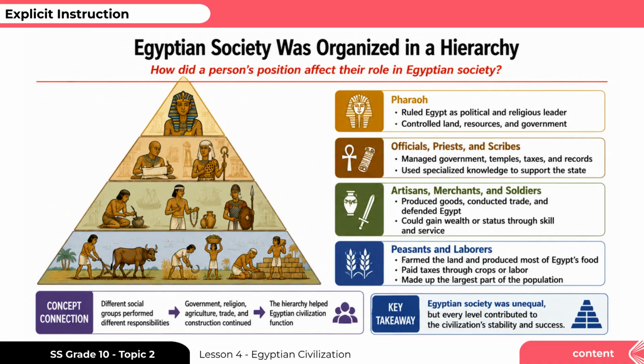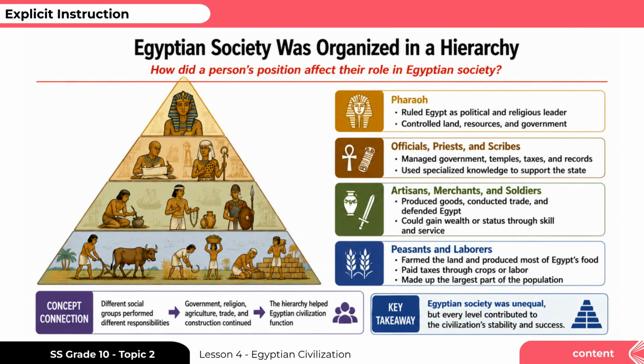At the top of Egyptian society was the pharaoh, who served as both political and religious leader. Below him were officials, priests, and scribes who managed government, temples, taxes, and records. Next came artisans, merchants, and soldiers. They produced goods, conducted trade, and defended Egypt. Some people in these groups could gain wealth or status through specialized skill and service.